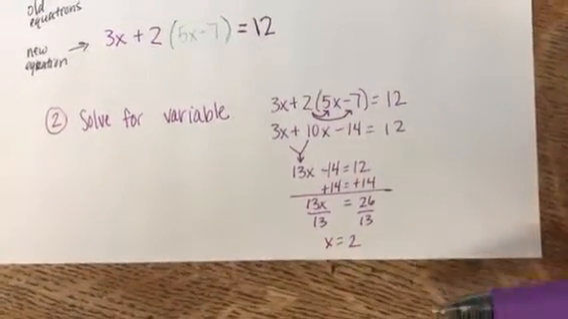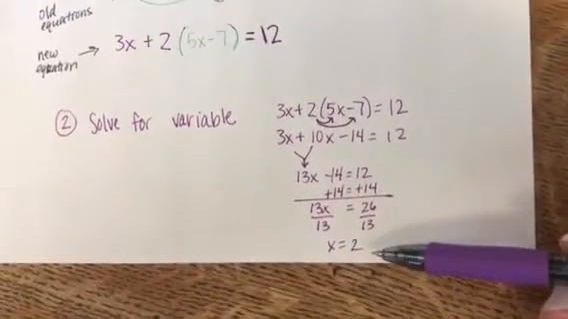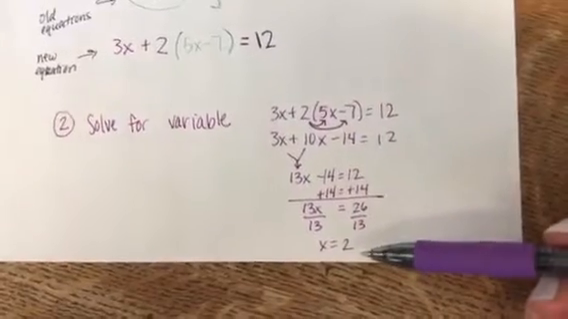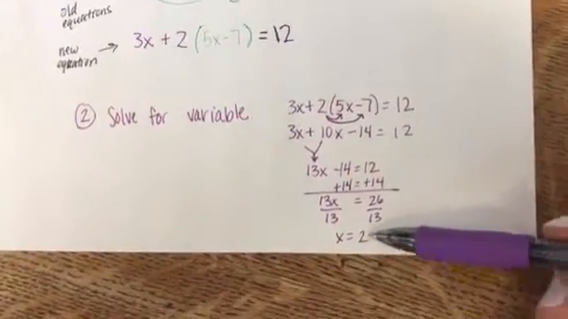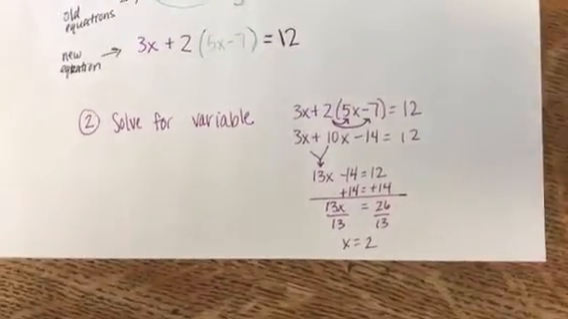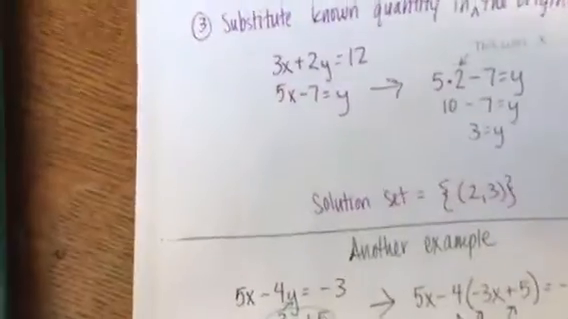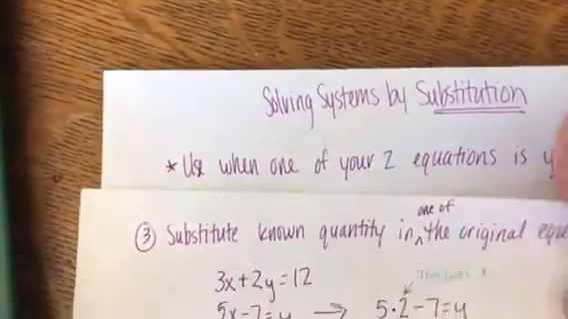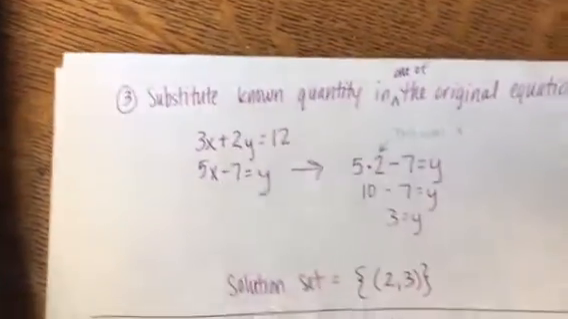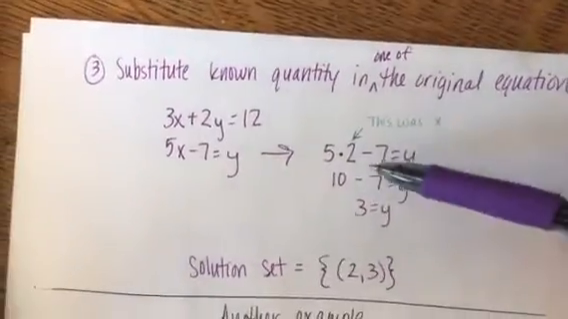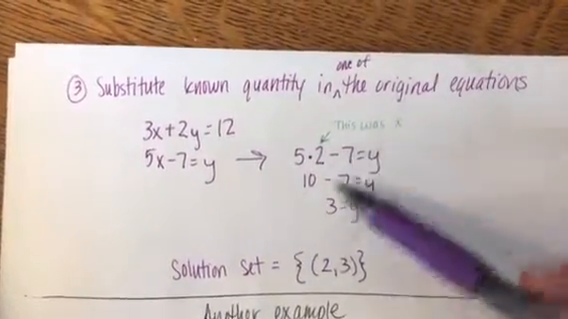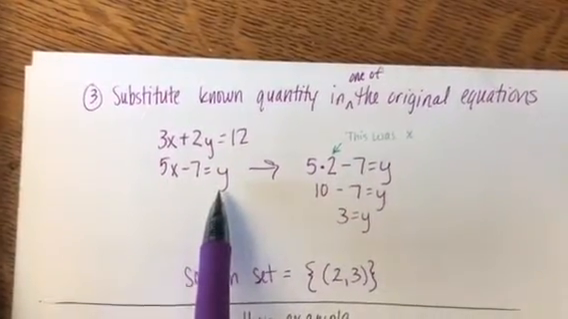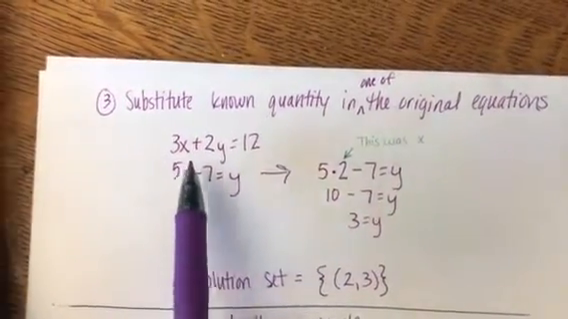So I'm sure you remember that finding a solution set for a system means you need a coordinate pair. So we have the x value. Now we have to figure out what the y value is. And to do that, you substitute your known quantity. So in this case, it was x. That was what we solved for. Substitute it back into one of your original equations and then solve for the other variable.